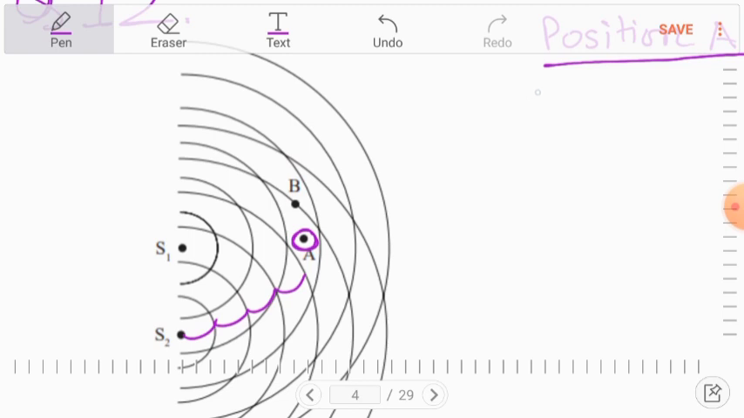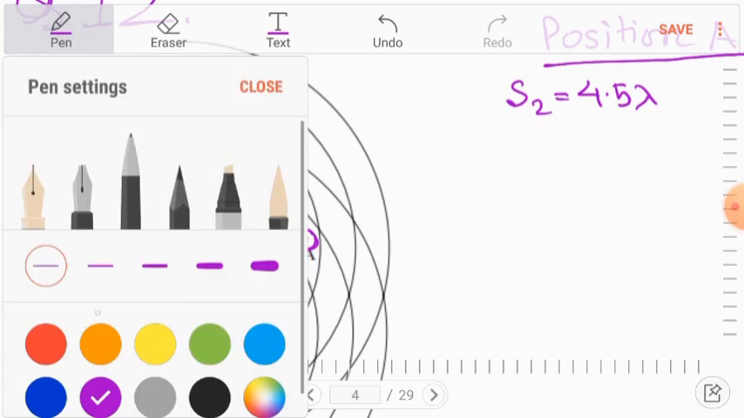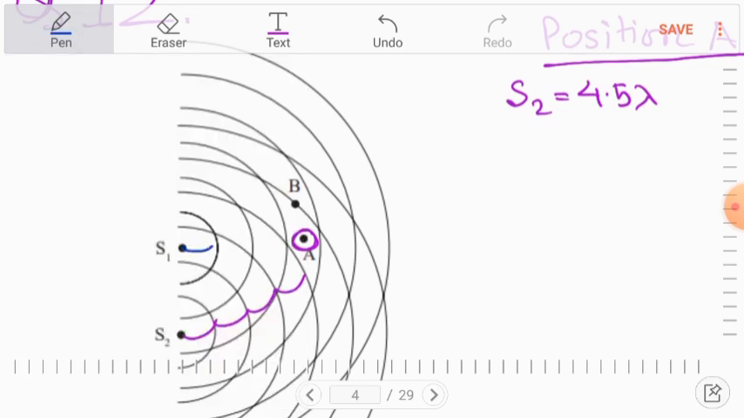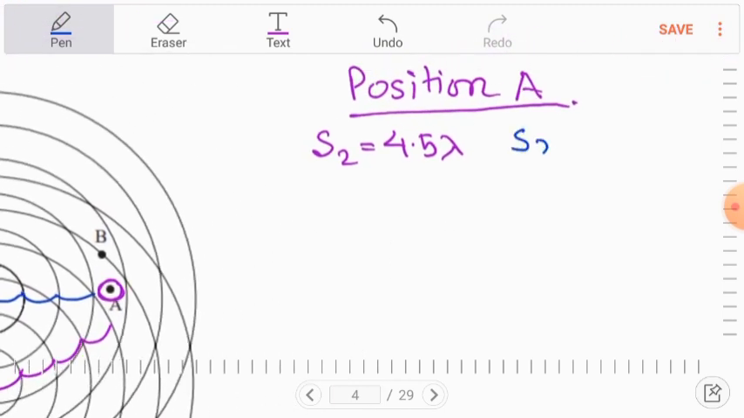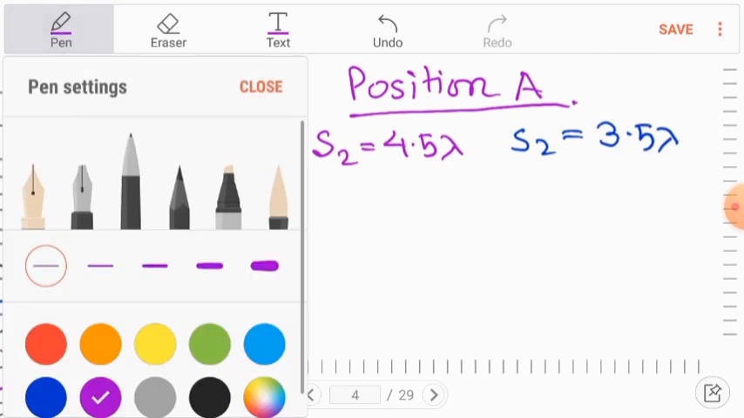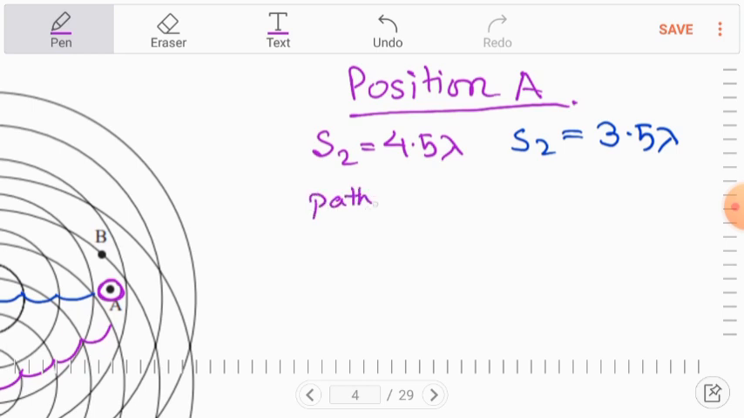So let us consider source 2 gives a value of 4.5 wavelengths, 4.5 lambda, and for source 1, this is 1 wavelength, 2, 3, and that's 3.5. So for source 1, the distance is 3.5 lambda. Now we need to find the path difference. We can find the path difference by subtracting the two, and that would be 4.5 lambda minus 3.5 lambda, and this gives a value of 1 lambda.